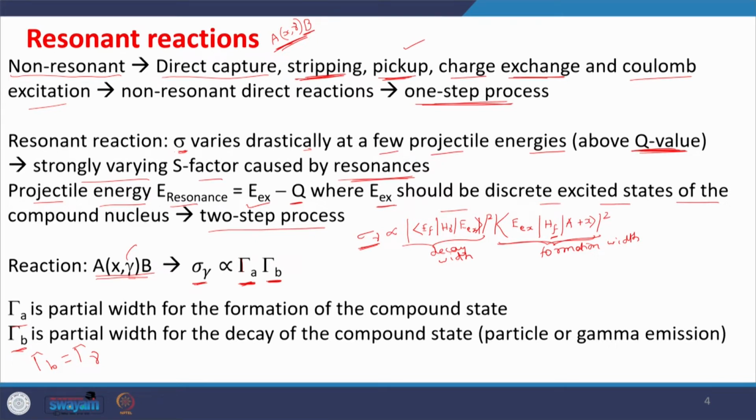So, in this slide I have explained that a resonant reaction is a two-step process. It can occur only at specific projectile energies, so that the projectile energy plus Q value produces an energy which is just equivalent to one of the excited states of the compound nucleus, alright. So, let us continue the discussion.